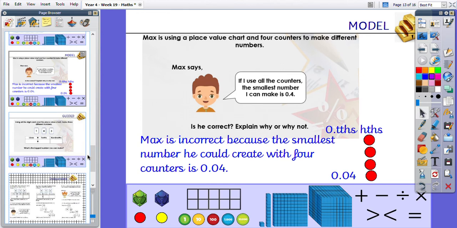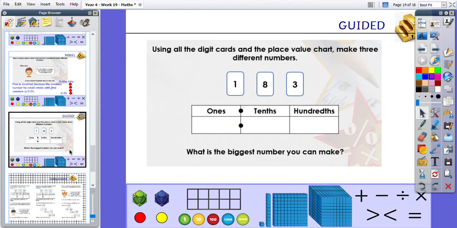Okay then. Another question type, use all the digit cards and the place value chart. Make 3 different numbers. So have a little go at this first part. You're making 3 different numbers using just these 3 digits. But then it says what is the biggest number you can make. So we will discuss that one together. Pause the video and have a go now. Okay, so there's lots of answers to this. You could have had 1.83, 1.38, 8.31, 8.13, 3.18, 3.81. The list goes on, okay?